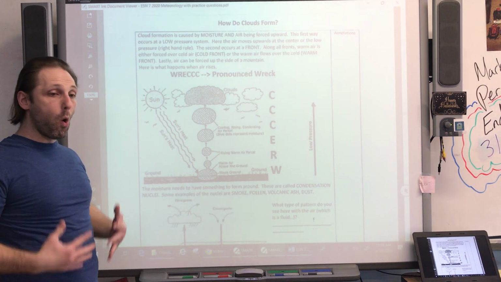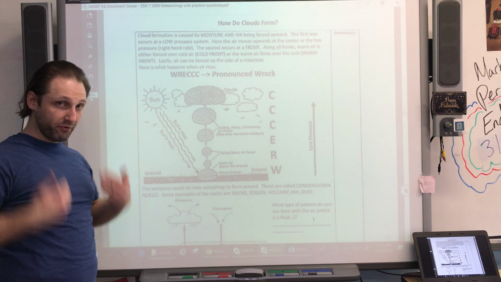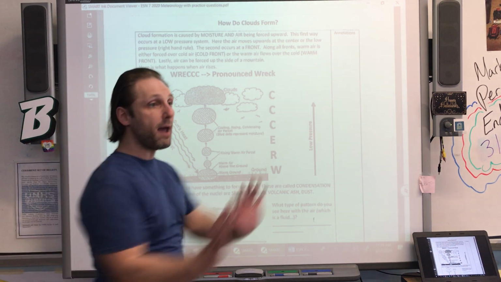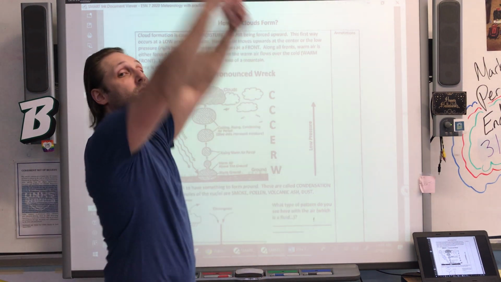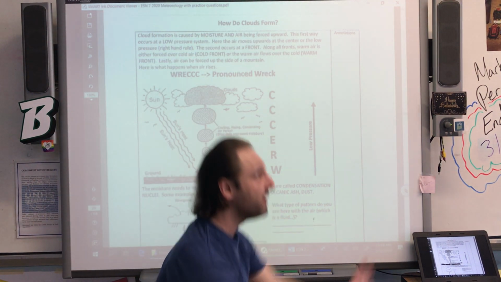I am a cold air mass. Here is the front of me. And as I move through, I push things out of the way. And as I push the air out of the way, that air is going to rise up because I'm going to get up and underneath it.